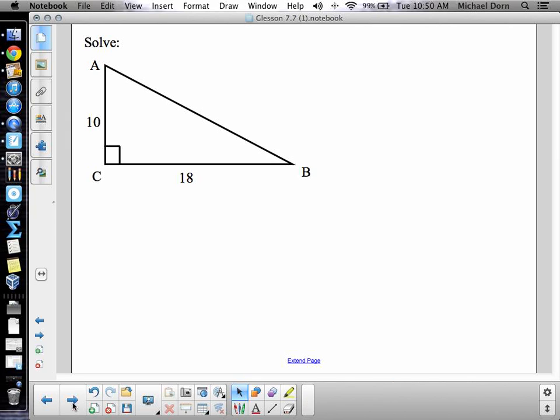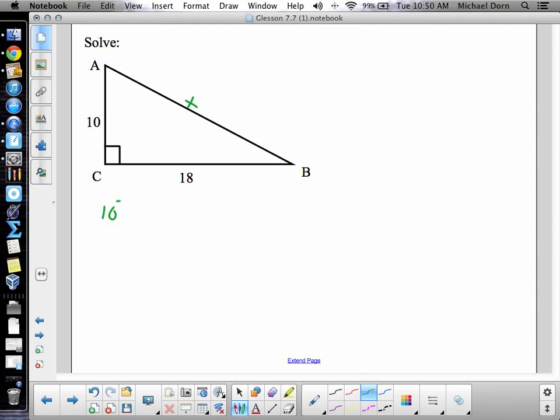Let's try this one. I want to solve the triangle. The instruction is solve the triangle, which means find all the parts of it. I've got the right angle, but no other angles. So what would you like to find? I'm missing angle A, angle B, and side AB. Which would you like to start with? Side AB. All right. So we'll call that X for now.